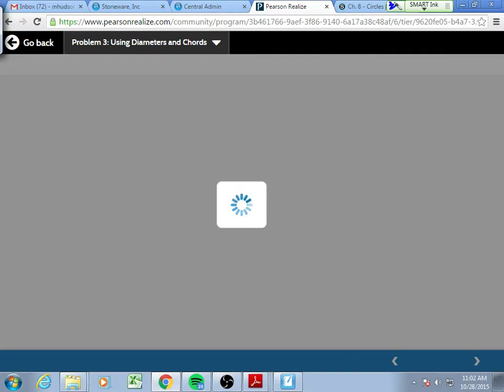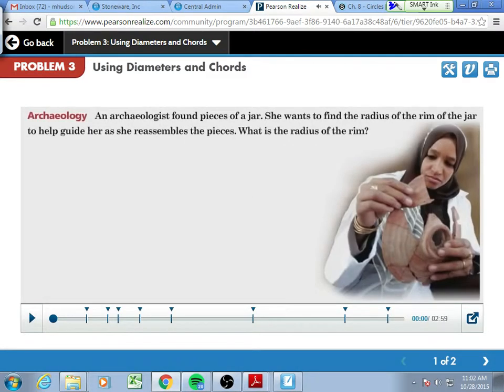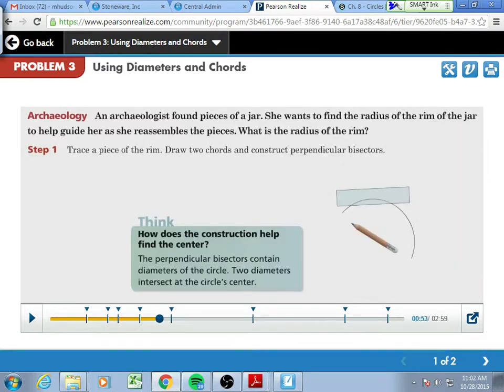On part 3, we're talking about pieces of like a clay pot. Archaeologists a lot of times will have to reassemble things. They'll find lots of pieces. And I did this for you. I wasn't going to make you guys trace this out on your paper. It would just take some time.